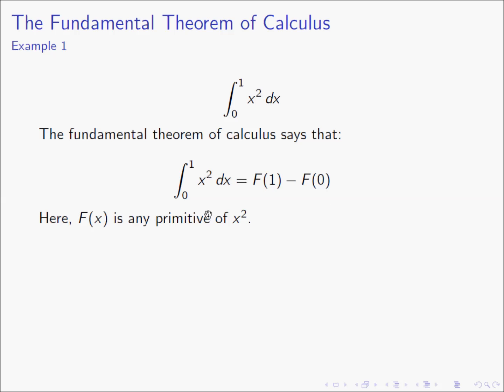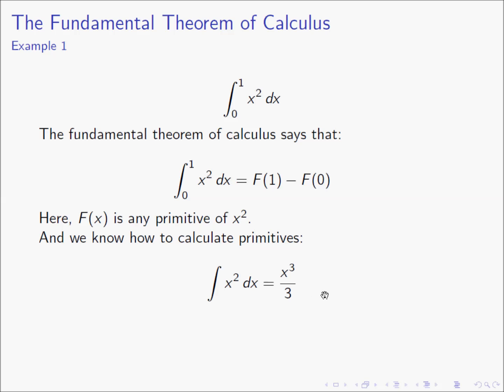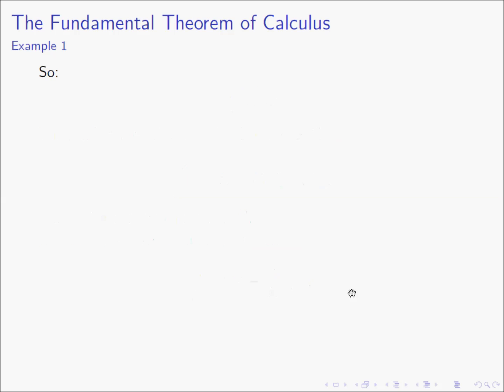And what is F? F is any primitive of x squared. That is the function that we're integrating. And how do we find primitives of functions? We already know how to do that. You just need to find the indefinite integral of the function. In this case, the indefinite integral of x squared is x cubed over 3 plus c. So we take F of x equals x cubed over 3 plus c.